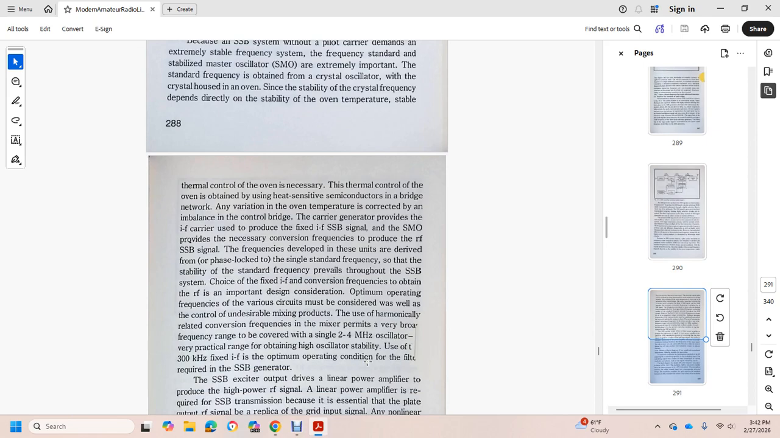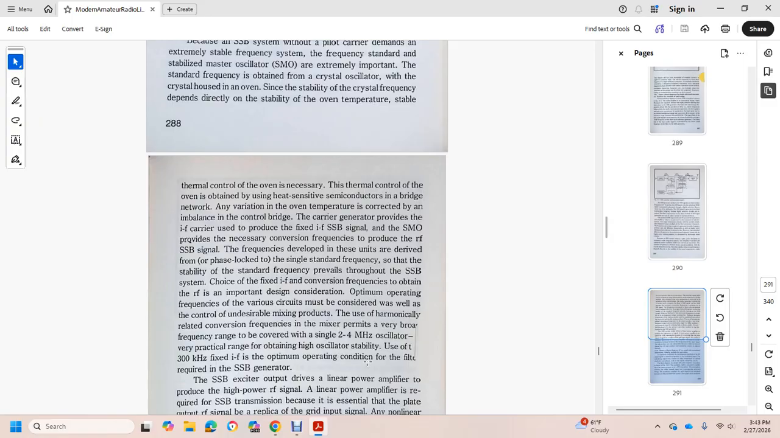control bridge. The generator provides the IF carrier to produce the IF single sideband signal. A single oscillator provides the master oscillator for the necessary conversion of the frequency to produce the radio frequency single sideband signal. The frequencies are developed and derived from phase locked units with the single AM frequency stability standard. In the single sideband system, the fixed IF conversion frequency is used to obtain the radio frequency. Design considerations for optimum operation of the various circuits must be observed, as well as the control of the undesirable mixing products.